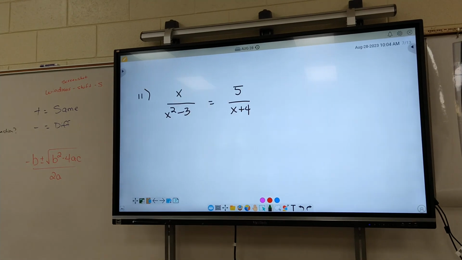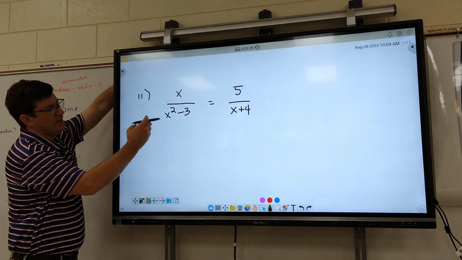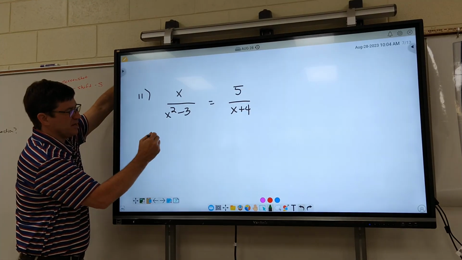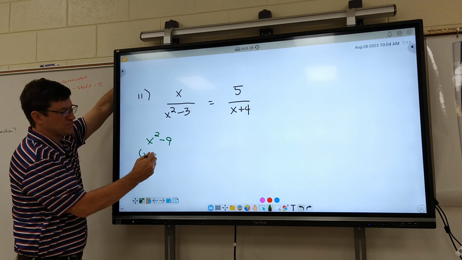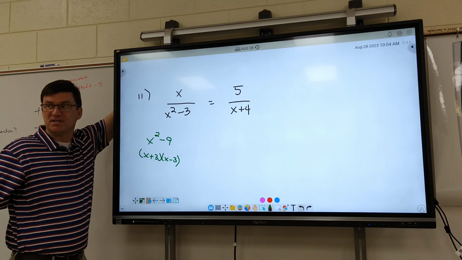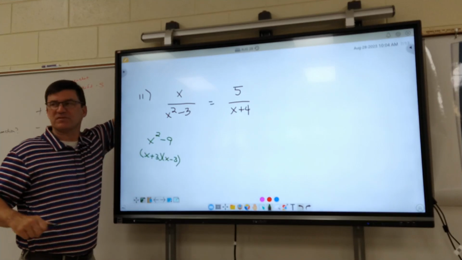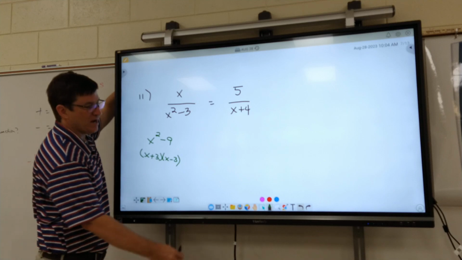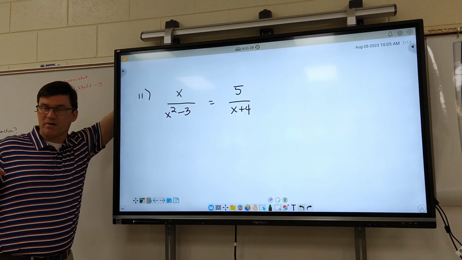Always check to see if you can factor out something that's an x squared. Guys, if this bottom right here was x squared minus 9, that's a difference of squares. You could do x plus 3 and x minus 3. What if it was x squared minus 16? Yeah, we could do that one too. But is 3 a perfect square? No. Nope, so you cannot factor that bottom. But you have to check for that first.